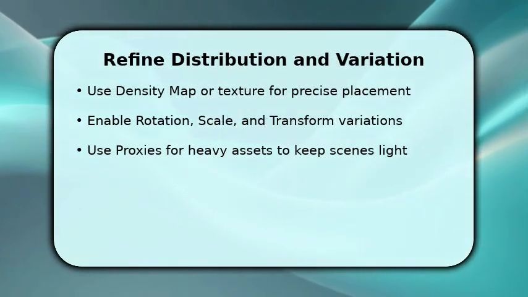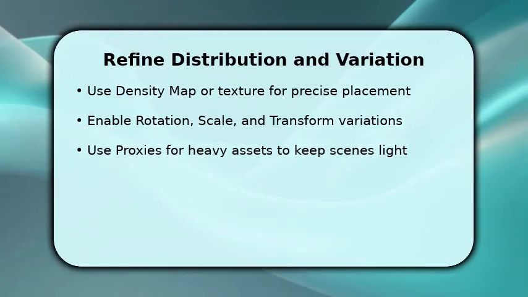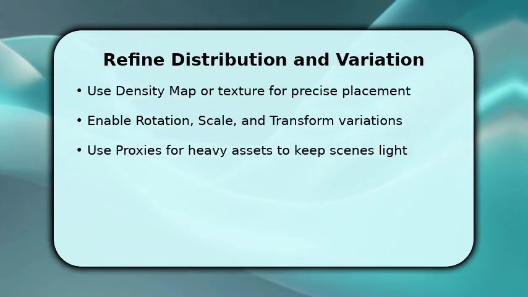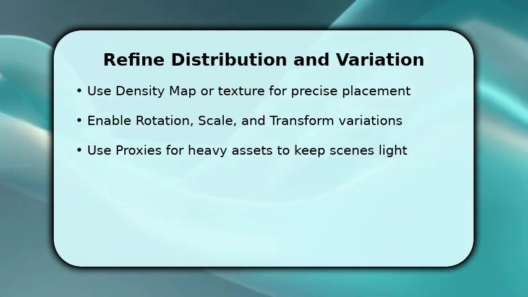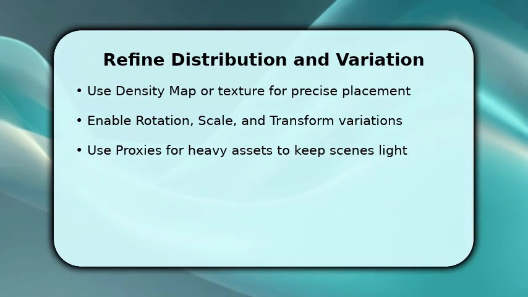Use a density map or procedural map to control exact placement, because this avoids manual tweaks. Then activate rotation and scale randomization to break tiling. Small variations read as natural.